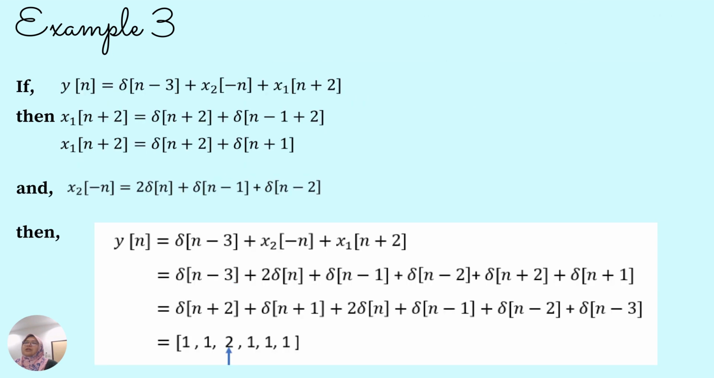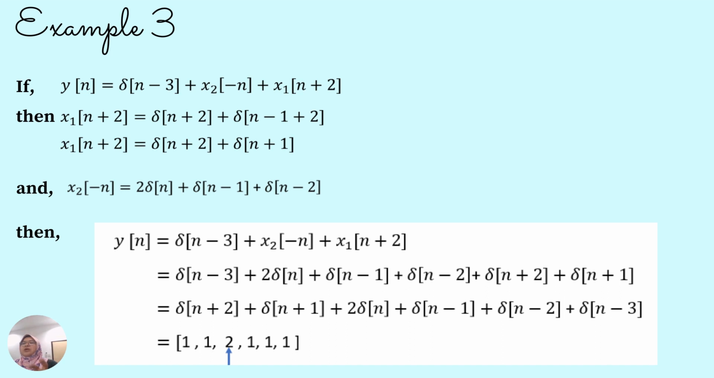Okay, then once you have your signal yang you dah buat tadi, you tambahkan lah. You gantikan delta n minus 3, you masukkan balik dalam persamaan yn tadi tu. Buat proses yang sama, maknanya delta n minus 3 plus x2 minus n plus x1n plus 2. So gantikan semua sebutan dalam bentuk delta kan. So delta n minus 3 plus 2 delta n plus delta n minus 1 plus delta n minus 2 plus delta n plus 2 plus delta n plus 1.